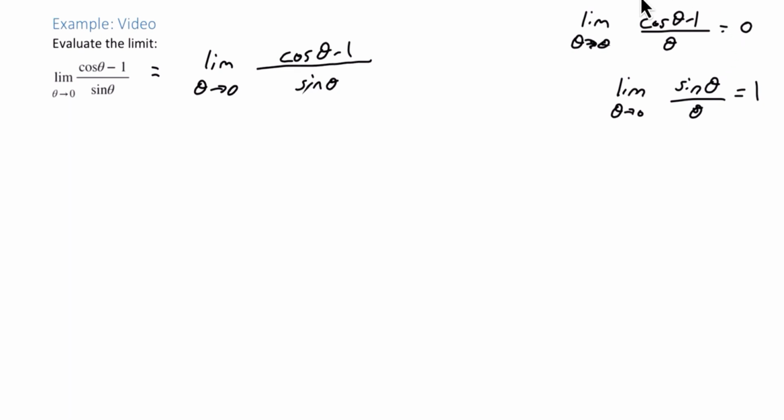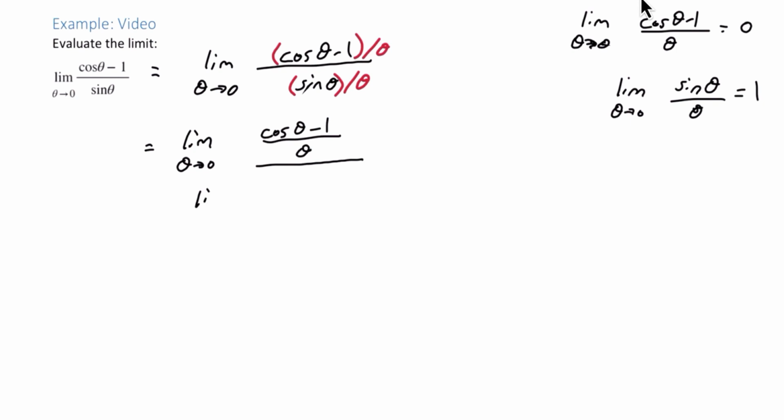And again, we're trying to make that numerator look like this limit. To do that, we need to divide cosine theta minus 1 by theta. If we do it in the numerator, we need to do it in the denominator as well. As long as we're doing the same thing in the numerator and the denominator, we're not changing the value of the limit, we're just changing what it looks like.